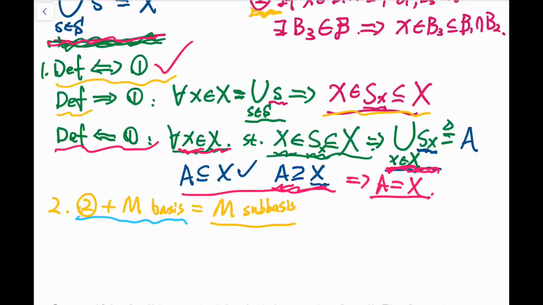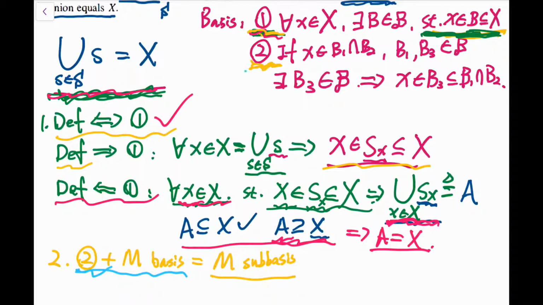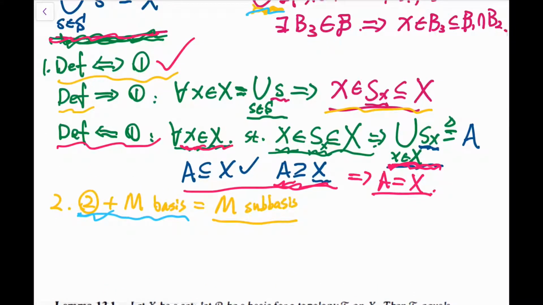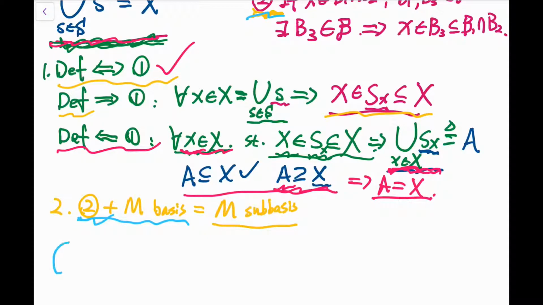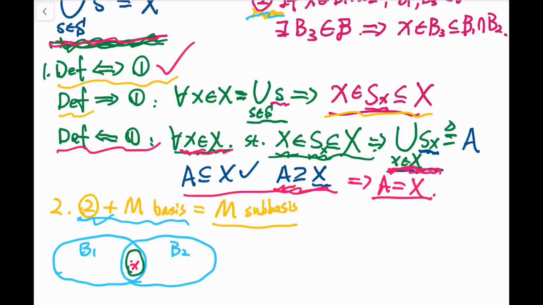So first, let's look at the second property of the basis. This property means that if we have two basis elements B1 and B2, and there is a point x inside the intersection of those two basis elements, then there should be another basis element B3 such that B3 is inside the intersection and it contains the x. Okay, so this is the second property of the basis.